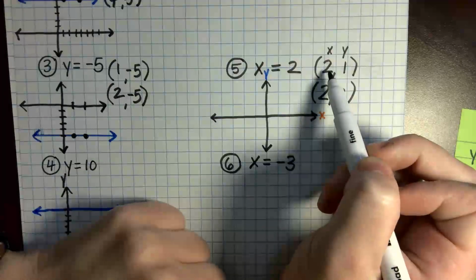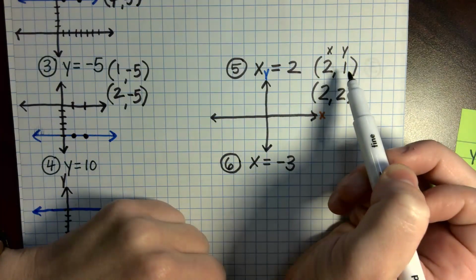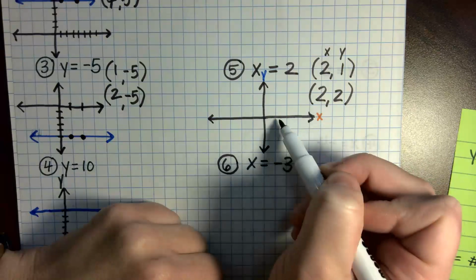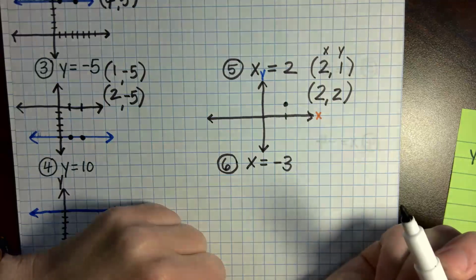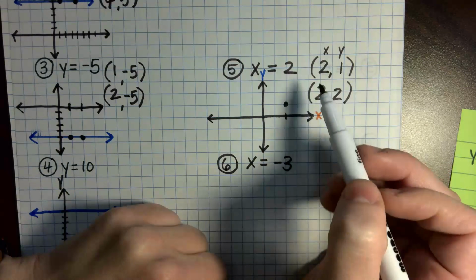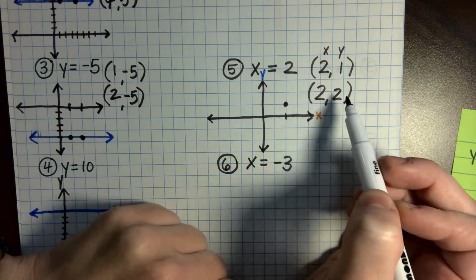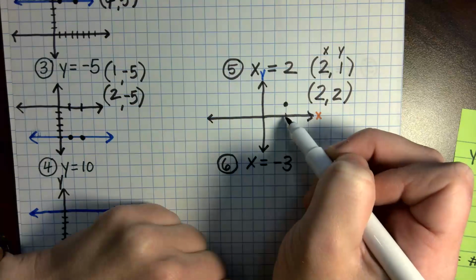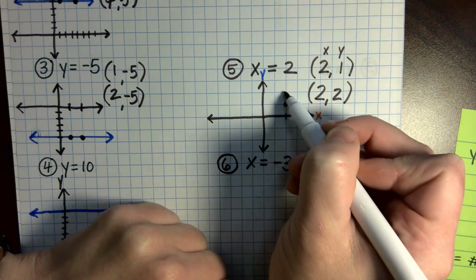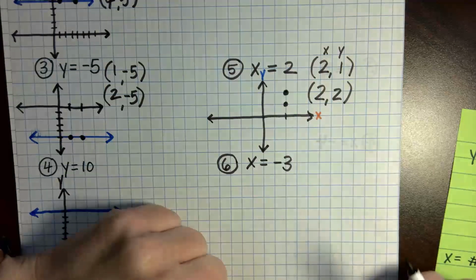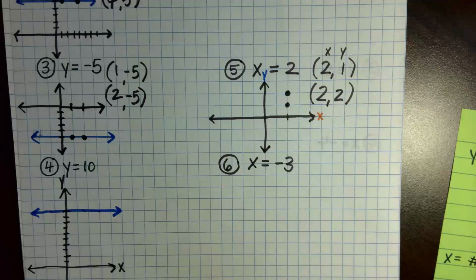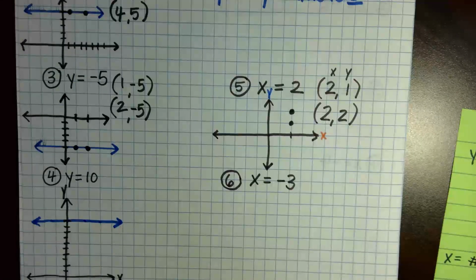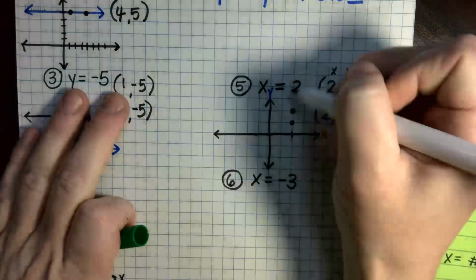We have, the first point is 2, 1. So we're going to go over 2, up 1. Perfect. Okay, now our next point is 2, 2. So we're going to go over 2 and up 2. So as you can see, guys, our line is going to be not horizontal this time. Instead, we're going to end up with a vertical line going up and down.